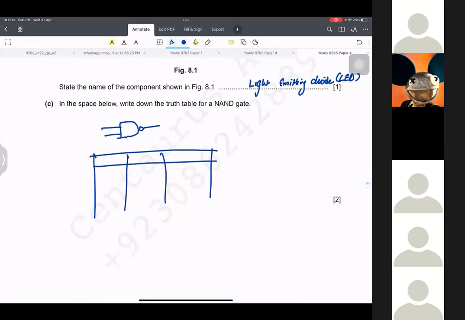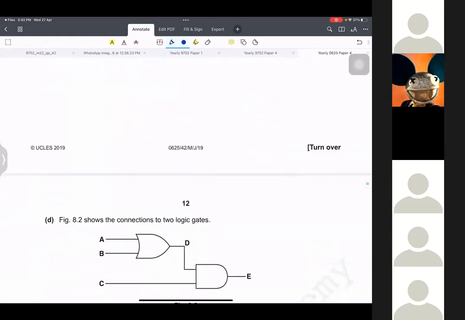Okay, so X, Y, and Z. 0 0, 0 1, 1 0, 1 1. So it will be exactly the opposite of AND. So it will be like this, okay. So you have to learn this, by the way, by heart.